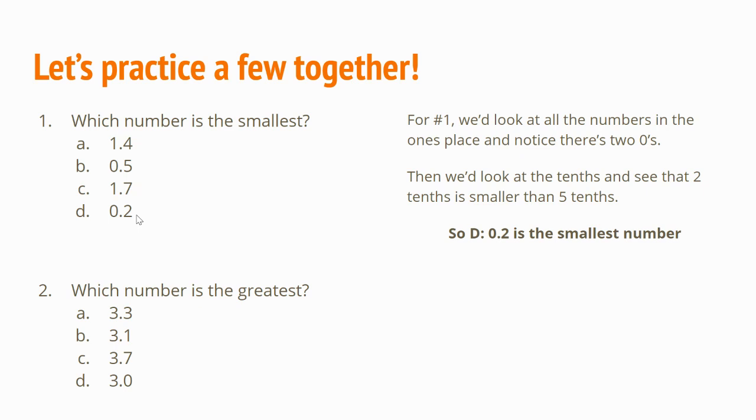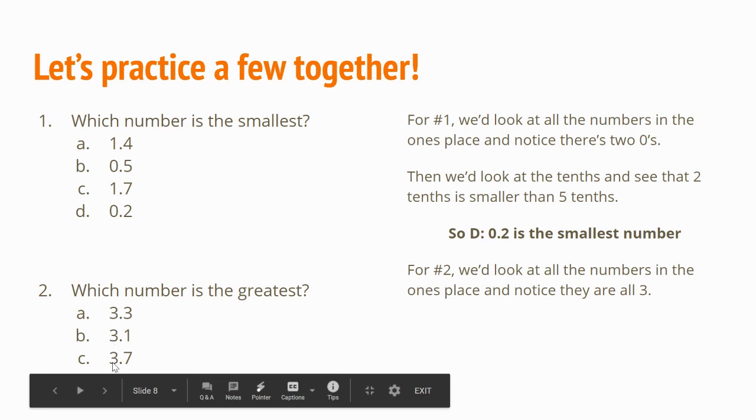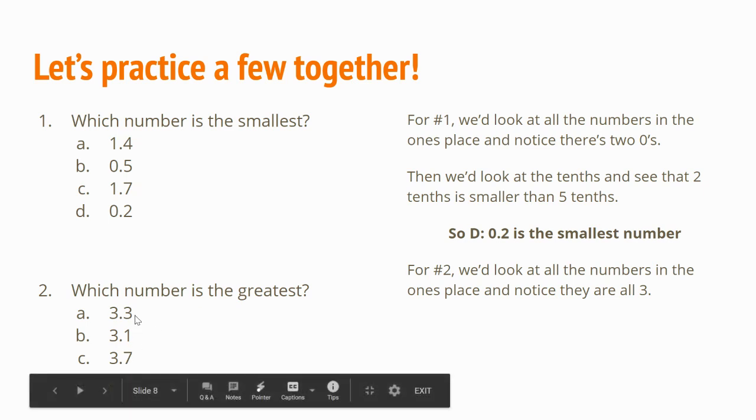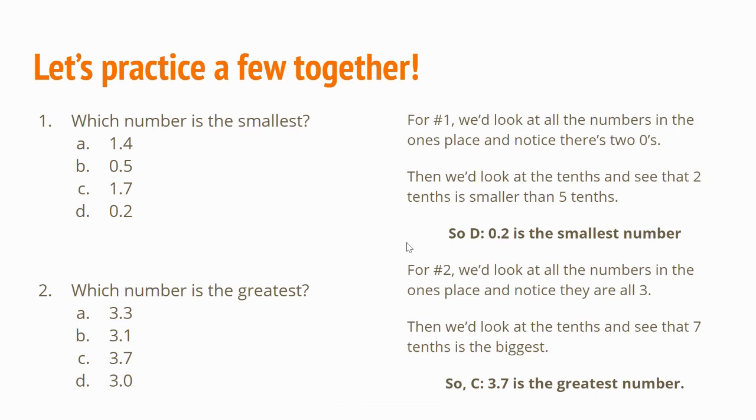Now, number 2 is asking which is the greatest. So again, I'm going to look at all the numbers in the ones place, but I notice that they are all 3. So I can't be done. I need to look at the digits in the tenths place. I see here that 7/10 is the biggest. So I know that C, 3.7, is the greatest number of those choices.